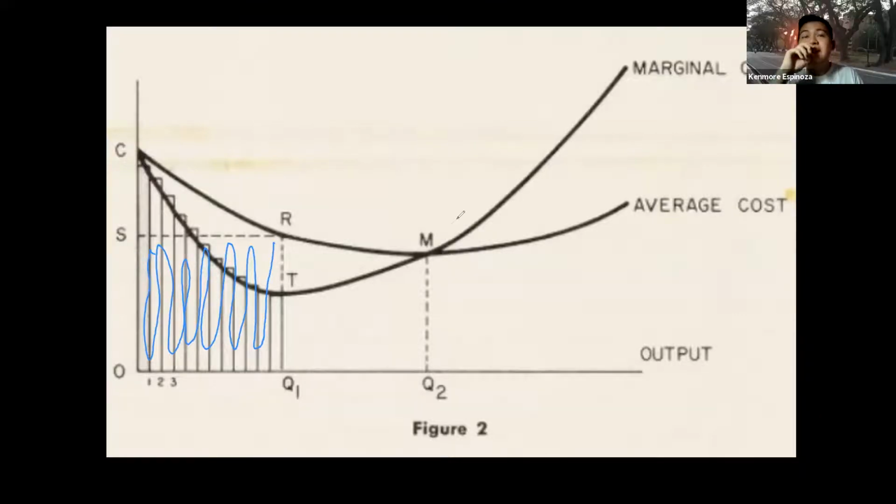Now, sa marginal naman, it is the area below the marginal curve. Okay, let's have the red one. So the area below the marginal curve is your total value. So this one. And you can actually verify this, that the area of the rectangle is just equal to the area under the marginal.